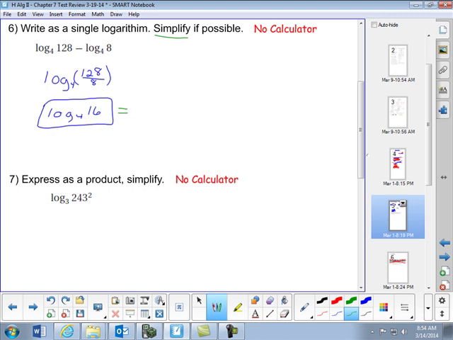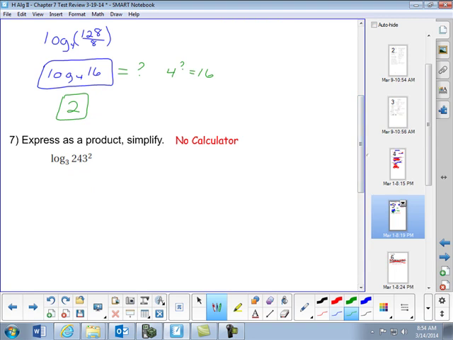So to simplify, you say, what is this equal to? Remember, you have to ask yourself the question, 4 to the what power is 16? Well, hopefully you all remember or know that that is 2. So the answer to log base 4 of 16 is the number 2.